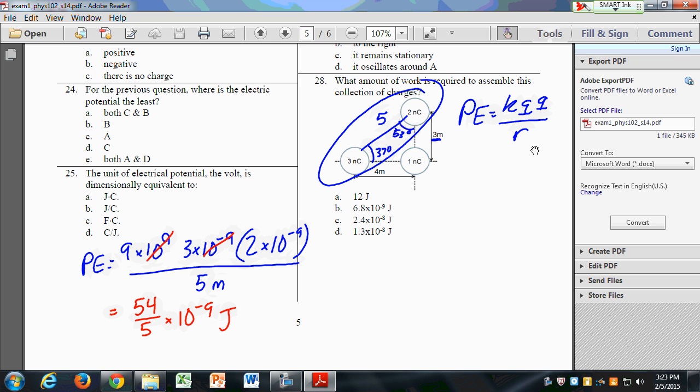So for example, if this was negative 3 nanocoulombs, I would write a negative 3 nanocoulombs here. And then this value would come out negative. And then when you add up the numbers, you would add in a negative number. So it would be a difference and not a sum. Okay? That's important. Got that? Because you will see some negative charges. I'm pretty sure that you had to take it into account.